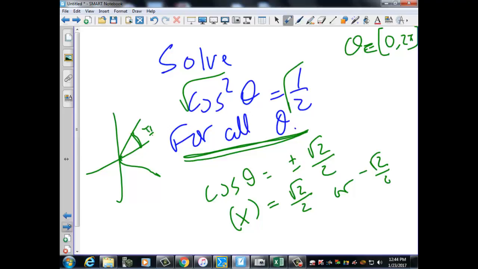Pi over 4. And what's this one going to be? Negative pi over 4 would do it. What is it in the positive angle, though? 7 pi over 4. So for the square root of 2 over 2, we have two answers: pi over 4, 7 pi over 4. Do we agree? Now, where is it negative at?